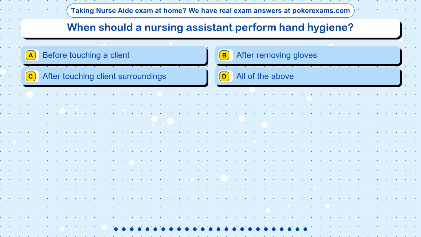Question 16. When should a nursing assistant perform hand hygiene? Option A. Before touching a client. Option B. After removing gloves. Option C. After touching client surroundings. Option D. All of the above.